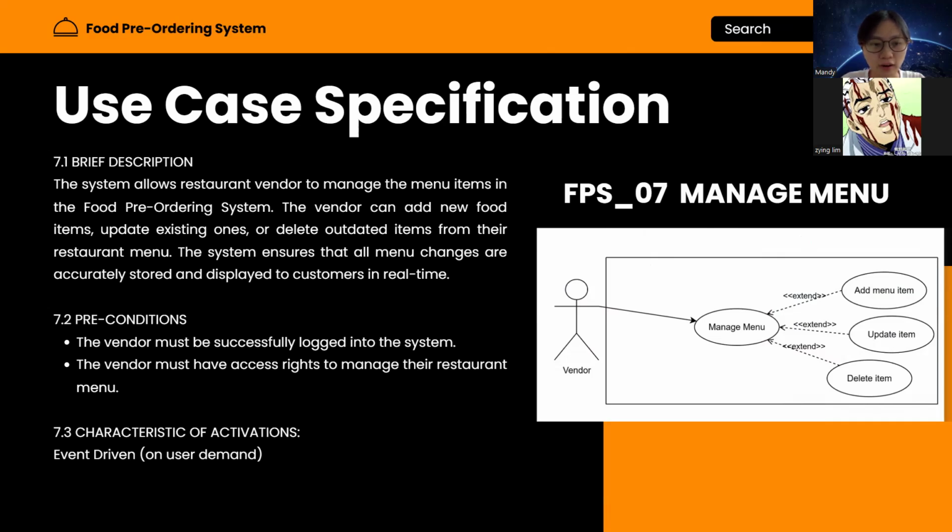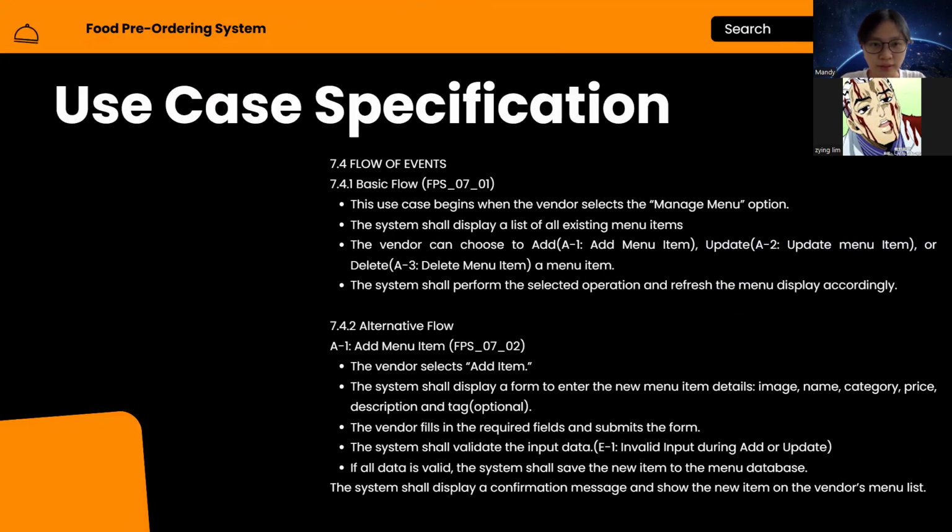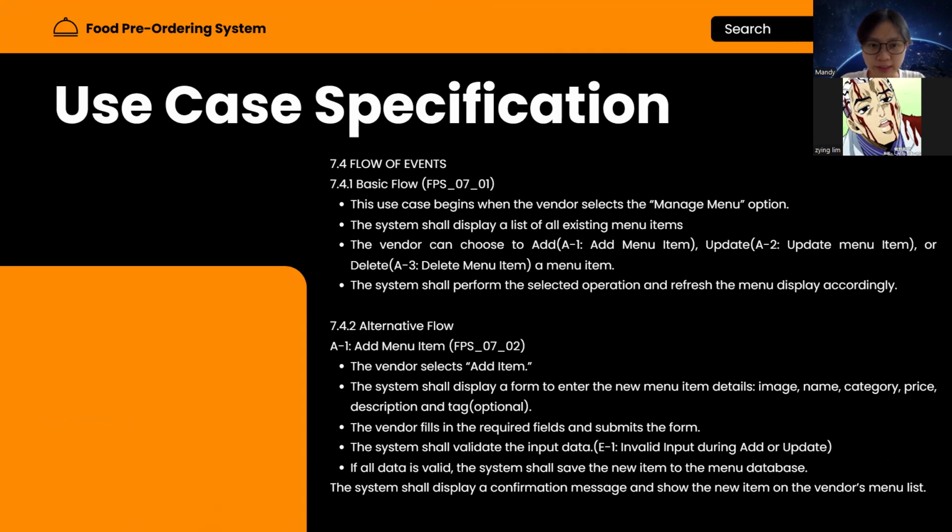So before managing the menu, the vendor must be successfully logged into the system. The vendor must have access rights to manage their restaurant menu. The characteristic of activation is event driven. And the flow of events, firstly, is the basic flow. It begins when the vendor selects the manage menu option.